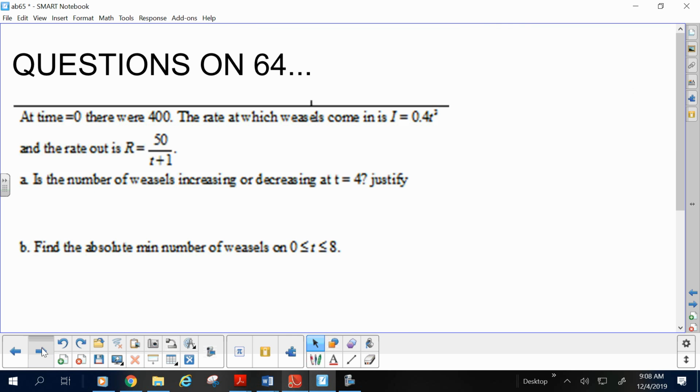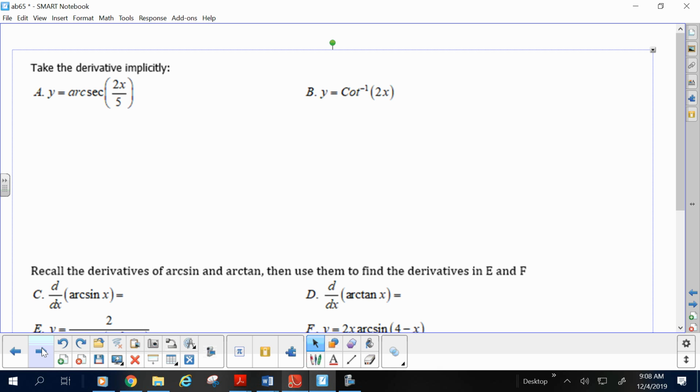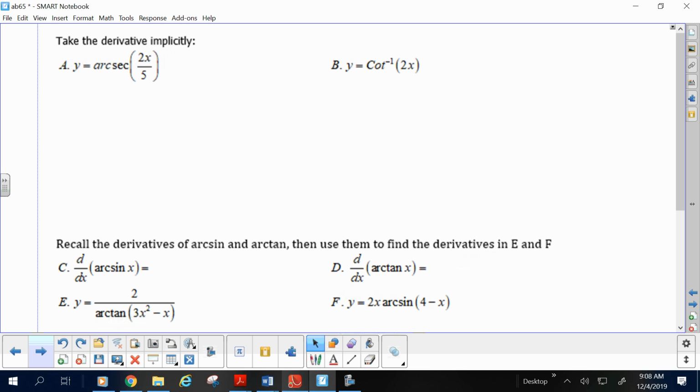Question on the homework. Let's look at the backside first. Is this the top of the backside? Right, okay, cool. Let me give you the answers, then we'll hit questions.